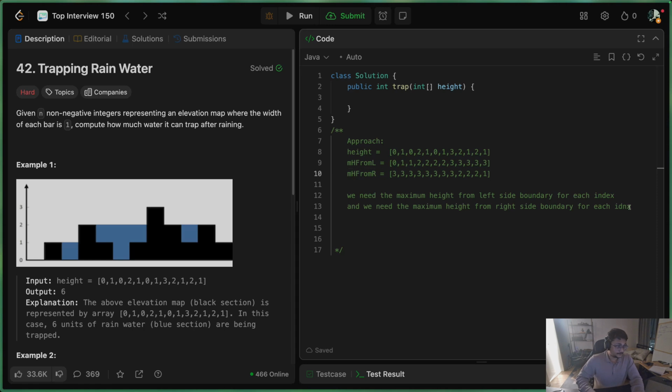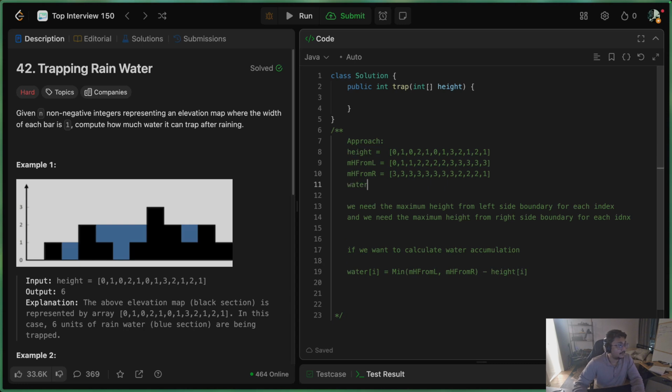So if we want to calculate water accumulation, water of i would be the minimum of max height from left and max height from right, minus elevation of i. So if we can apply this formula to our heights, because we already have the max heights and we also have the elevation. Let's just call it height instead of elevation.